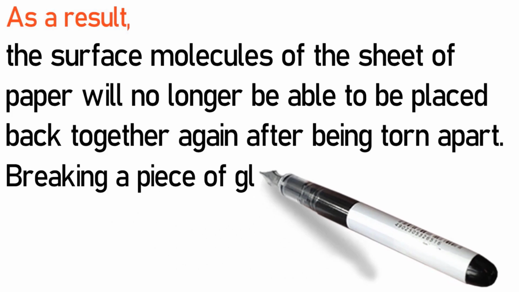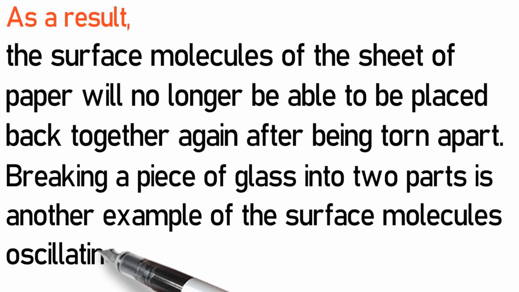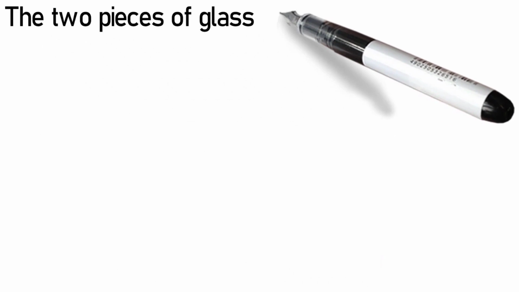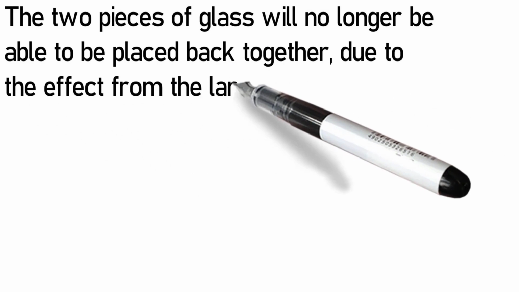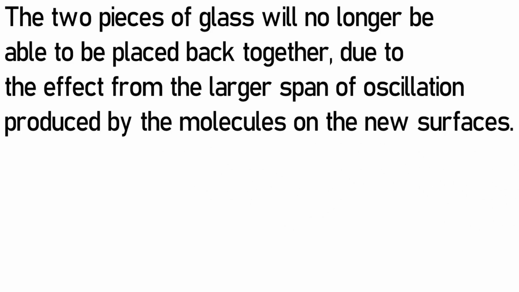Breaking a piece of glass in two parts is another example of the surface molecules oscillating at a larger distance, greater span. The two pieces of glass will no longer be able to be placed back together due to the effect from the larger span of oscillation produced by the molecules on the new surfaces.